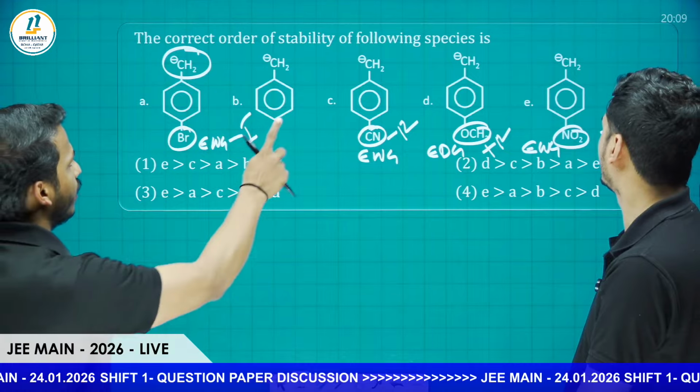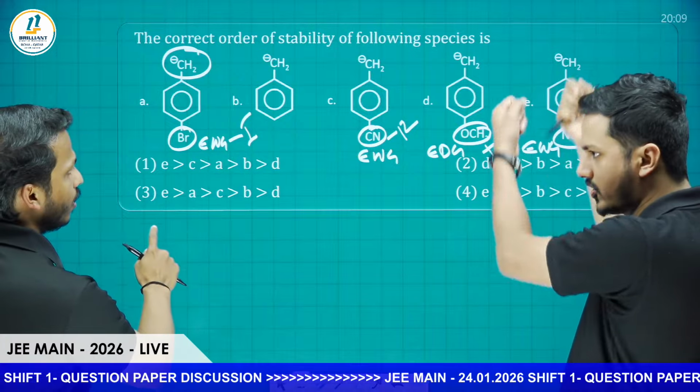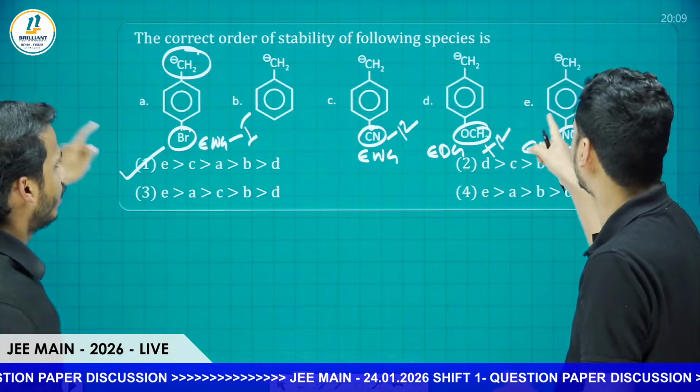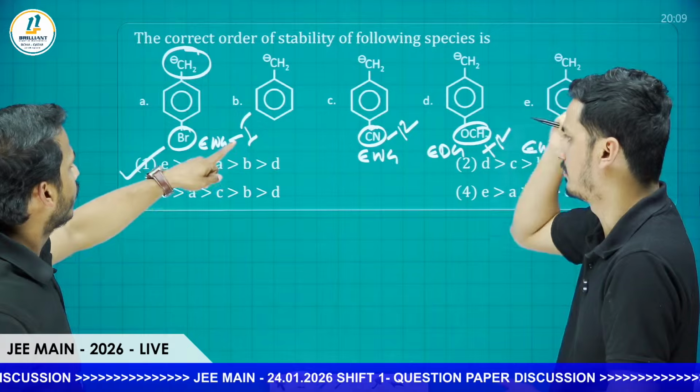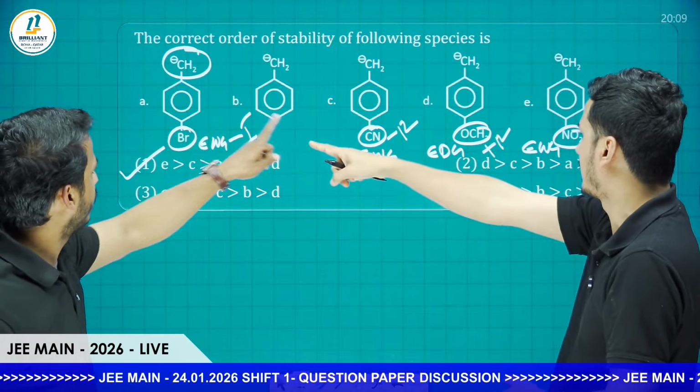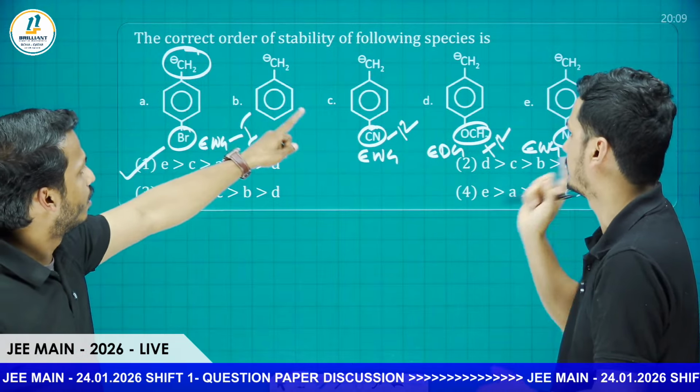E is the most stabilizing, then C, which will be the most withdrawing by minus R effect. After that A will come, which is also withdrawing. Then B.